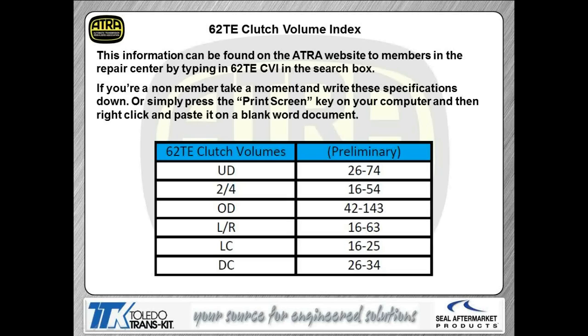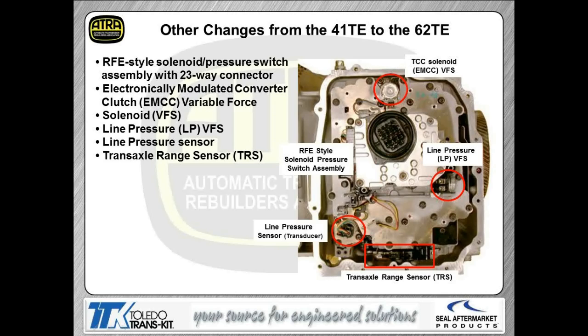And then we also have another solenoid down here on the right, as you can see, the line pressure solenoid. That's a variable force solenoid also. And as well as the line pressure solenoid, we also have a line pressure sensor or transducer. So this is pretty much similar to what they've used on the later 41 TEs before the 62 TE came out, where they have a line pressure solenoid reduction. It lowers line pressure on those units, and you have the transducer to report that information back to the TCM.